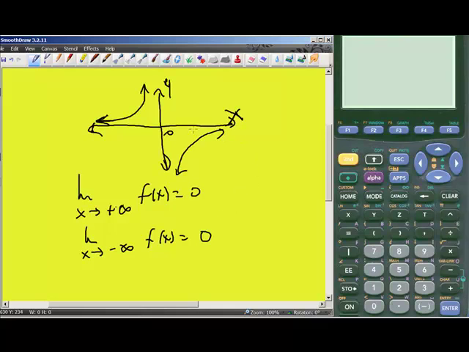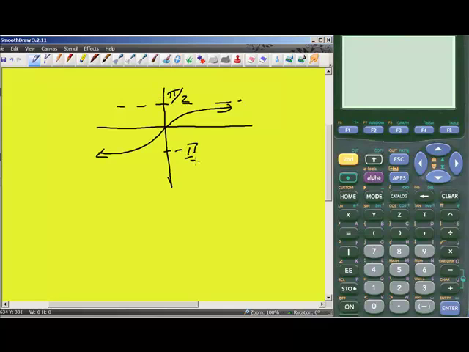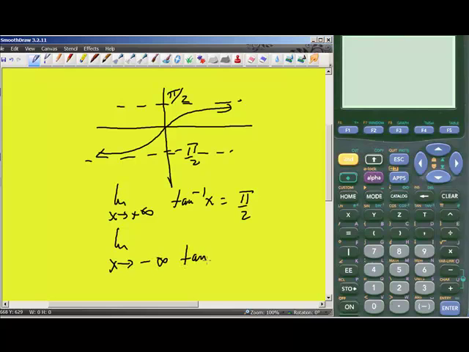Now, it doesn't have to be the same value. So you could have a curve. Let's draw a curve where it goes to two different values. Say when you have a curve here, if you remember the tan inverse, the tan inverse does that. And that's pi over 2, and this is negative pi over 2, you have a horizontal asymptote there. So limit as x goes to positive infinity of tan inverse of x is equal to pi over 2, but limit as x goes to negative infinity of tan inverse of x is equal to negative pi over 2. That means it has two horizontal asymptotes when you check the end behavior.